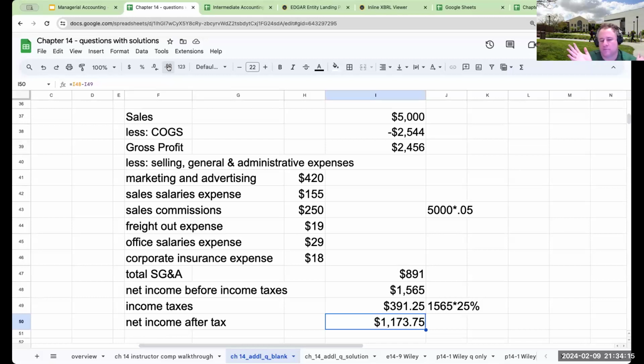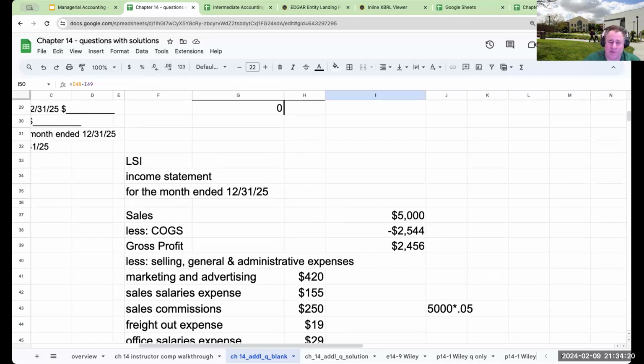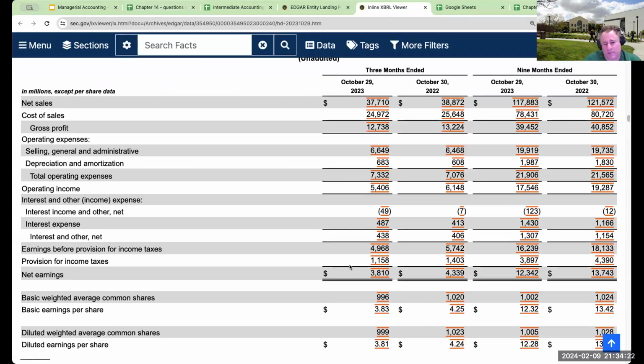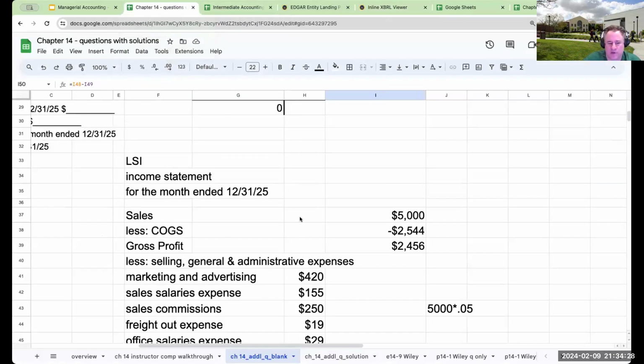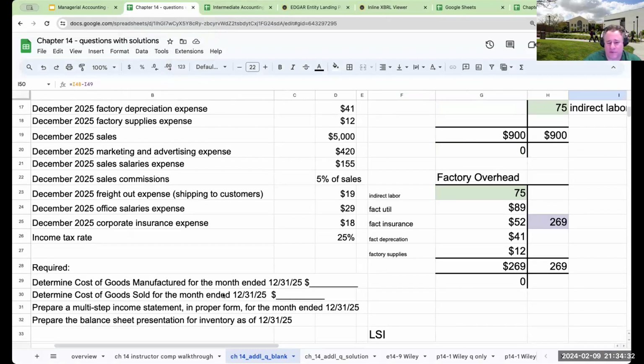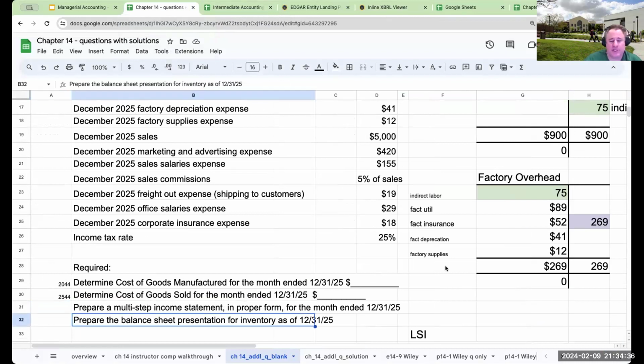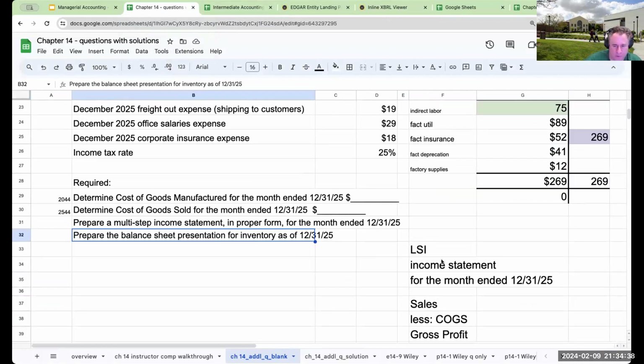So there we go. So this is a multi-step income statement. Is it perfect? The answer is no, right? This is probably the better way to do it with the double underlines and all that other kind of fun stuff. But I'm going to let you worry about that once you're starting to work full time at an accounting firm or for a business. So last thing we need to do, prepare the balance sheet presentation for inventory.